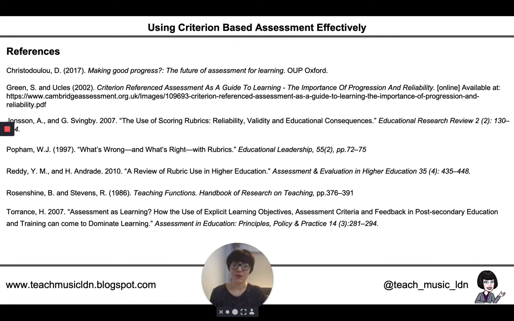I hope you managed to reflect on what you currently do in terms of assessment, and that if you are looking to implement criterion-based assessment, that this has been useful for you and that you go on to implement it effectively in your classroom.